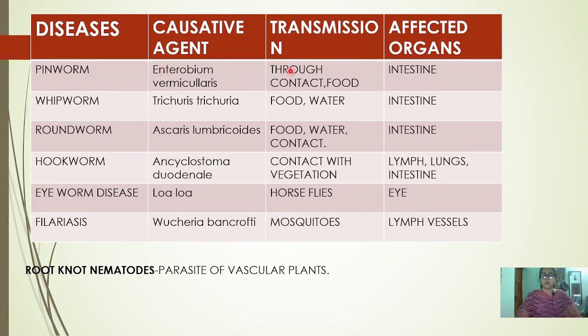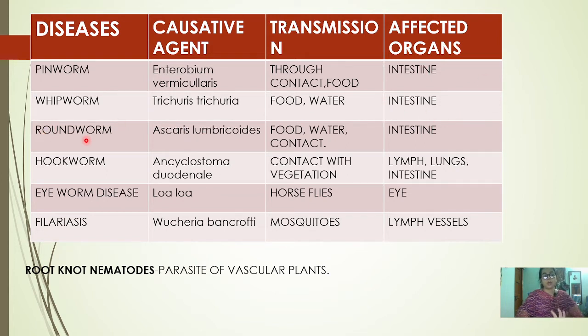How are they transferred? Through contact. If one person is infected, then through contact it can be transmitted, and also by contaminated food. Which organ is affected? The intestine. Whipworm, that is Trichuris trichiura, is mainly transmitted by contaminated food and water, and it affects the intestine.